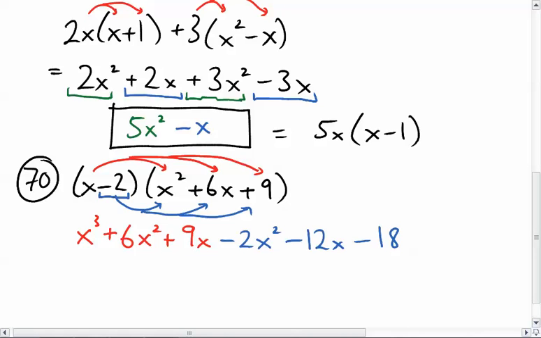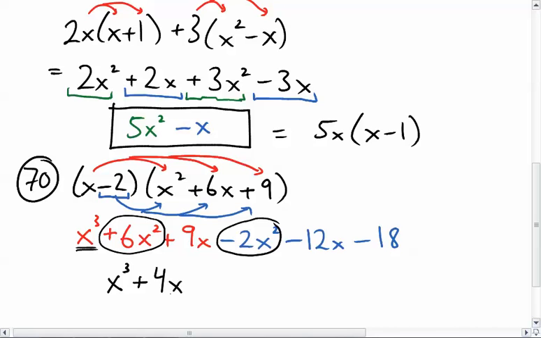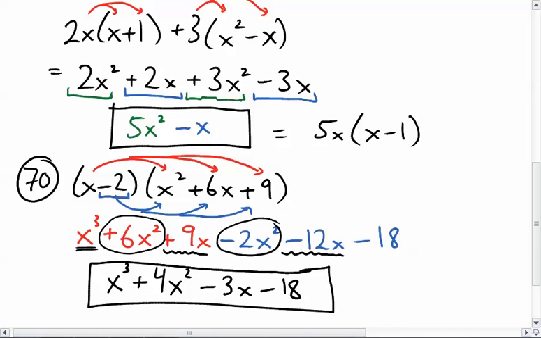So now we're going to look for things that are in common. We've got positive 6x squared and negative 2x squared. We've got just one single x cubed, so that guy will stay by himself. 6 minus 2 is 4. Then we have 9x minus 12x, which is negative 3x, and 18 is left by itself at the end. So there are the 4 terms in the final answer.